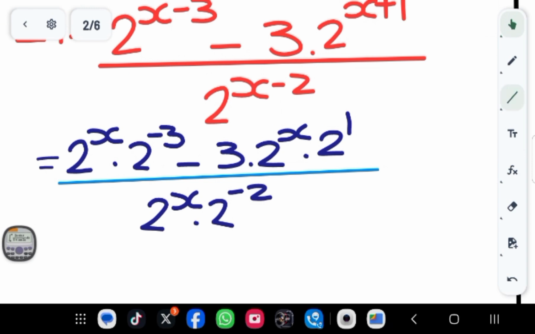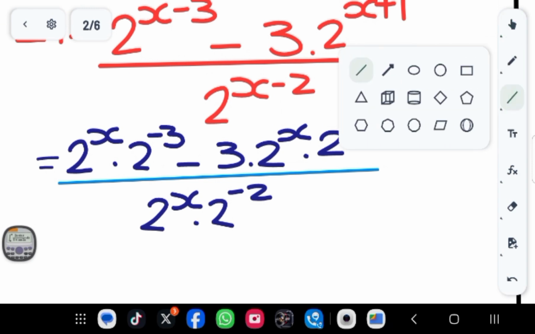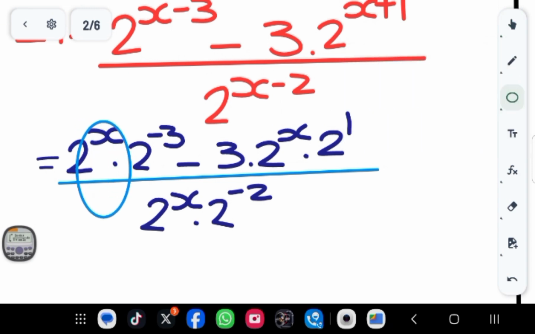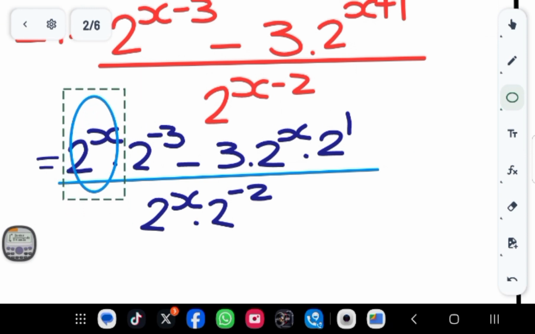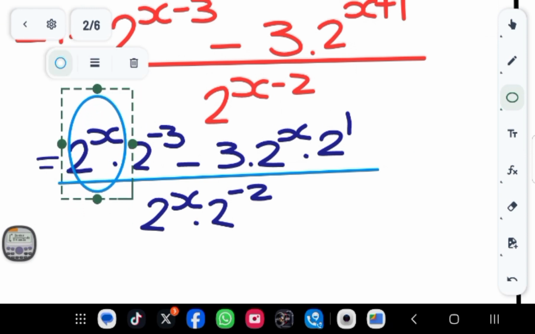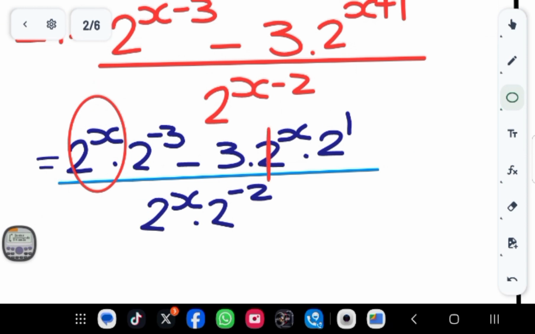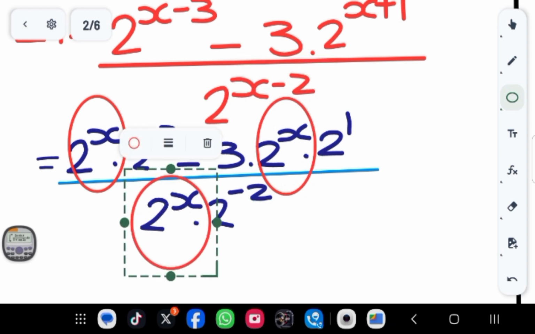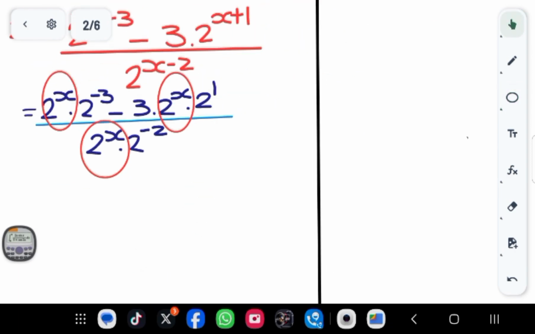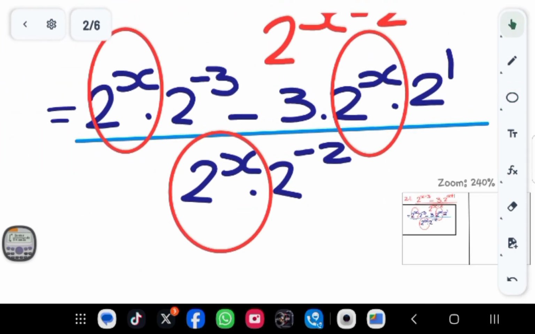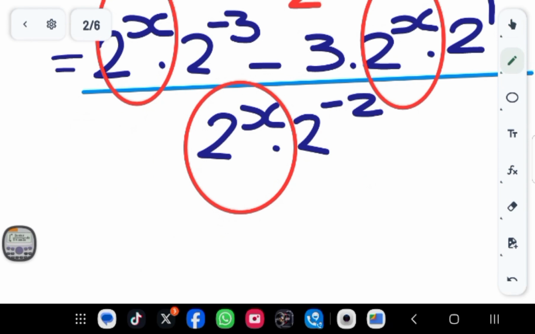Now notice that you have a common factor, and this is the common factor. I'm going to put a ring around the common factor. Here is the first common factor. Let's make it red so you can see exactly what. Here is another 2 to the power of x. That is our common factor, another 2 to the power of x. So you keep in mind that it is a common factor. So what we do now is we factorize by taking out a common factor. So we factorize, we go 2 to the power of x.